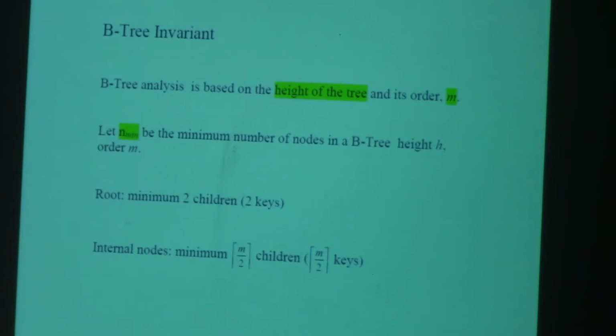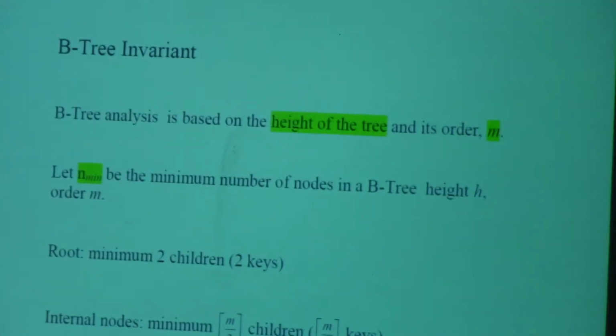So this is going to be our little analysis here that I want to show. The B tree analysis is based on the height of the tree and its order m. So what we have to do is differentiate 2 things: the number of nodes and the number of keys. The number of keys is always greater than or equal to the number of nodes. Right? And typically much greater, because if m is 256, then the number of keys can be huge.